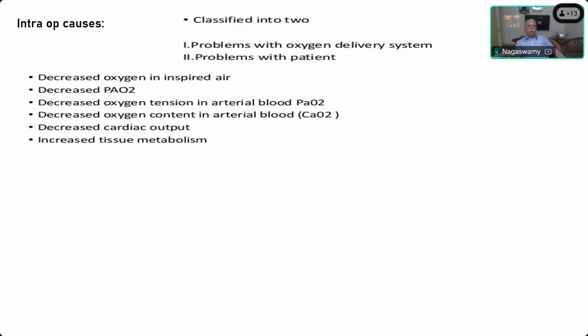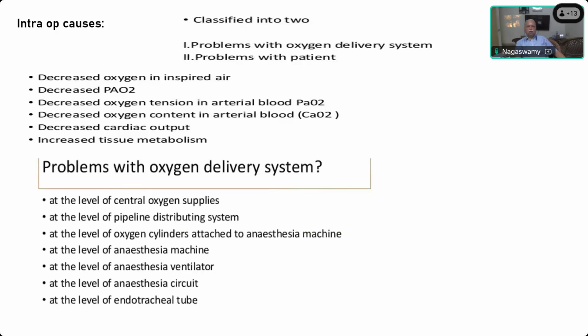And alveolar PaO2 may be decreased, and oxygen tension in the arterial blood can get decreased. Oxygen content may decrease because of other contamination or the patient's own anemia, decreased cardiac output, and increased tissue metabolism. All this will lead to the patient problem.